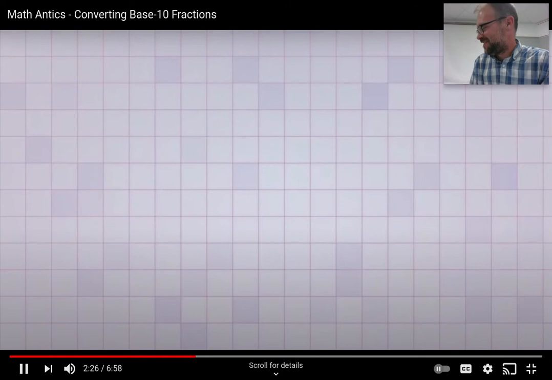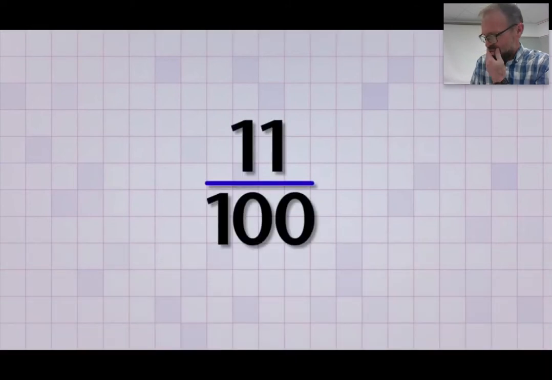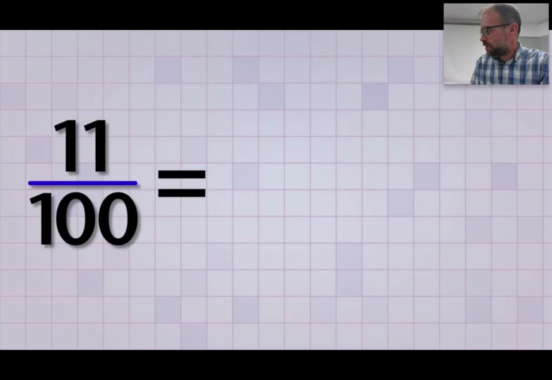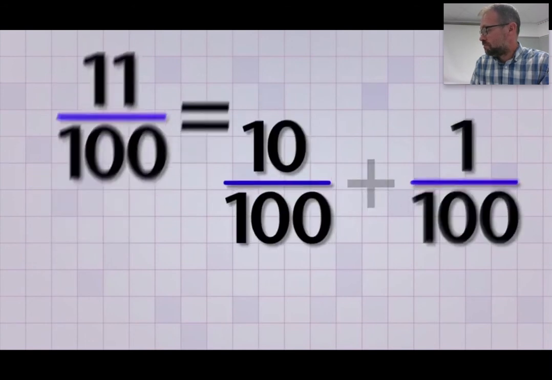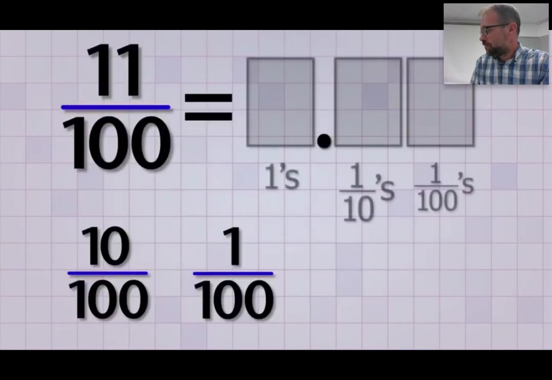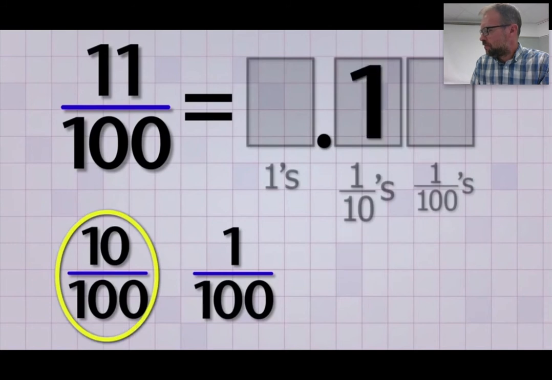Now the next fraction after 10 over 100 is 11 over 100. Now if you think about it, you'll see that 11 hundredths is really just a combination of 10 hundredths and 1 hundredth. Knowing that will help us write it as a decimal. Because a group of 10 hundredths is equal to 1/10, we put a 1 in the tenths place.